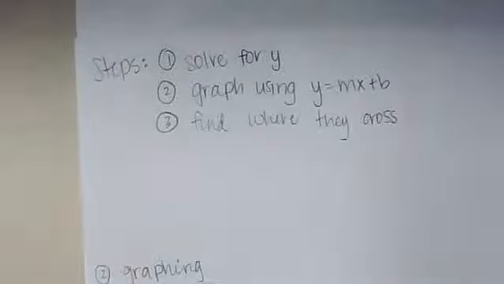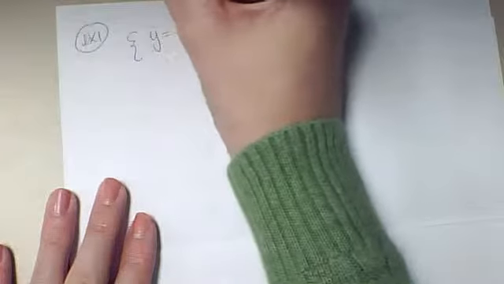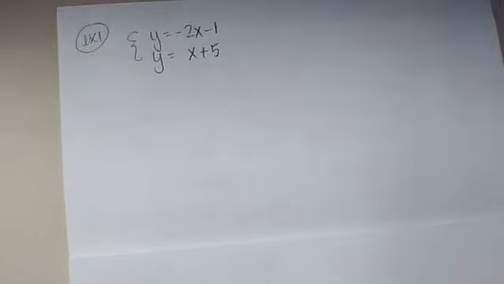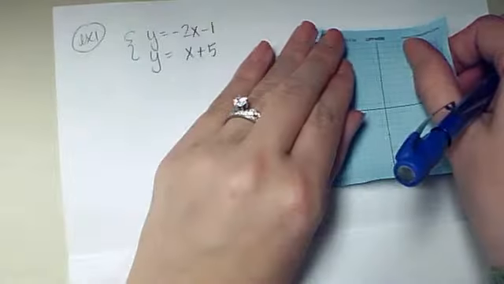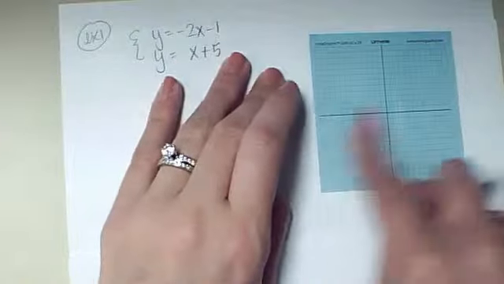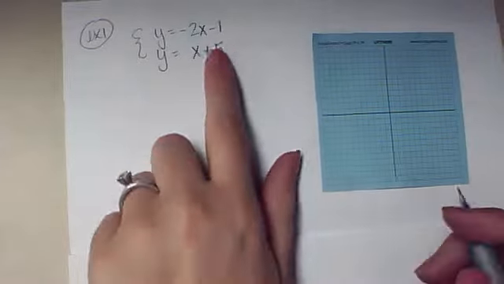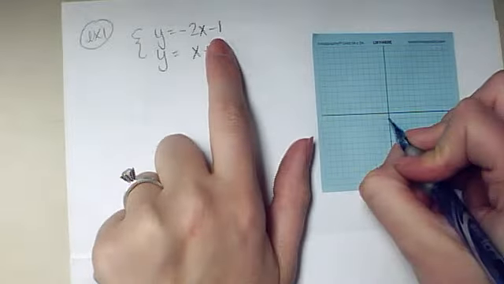Okay, let's look at some examples. We're just going to look at 2. So example number 1, the system is y equals negative 2x minus 1, and y equals x plus 5. Now again, to graph these, step number 1 was to solve for y. We've already done that. As you can see in both of those, we have what y equals. I'm just adding a little graph here for us to use. Next step is to use mx plus b. To do that, we're going to start with our y-intercept. On this equation, it's negative 1, so we start there.